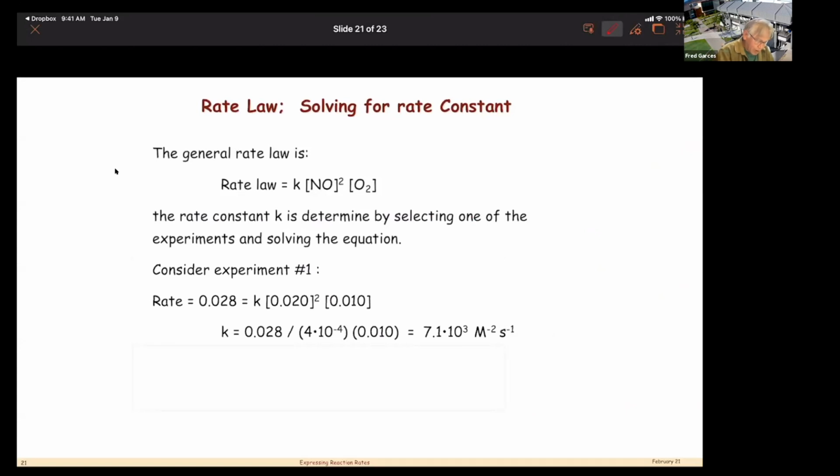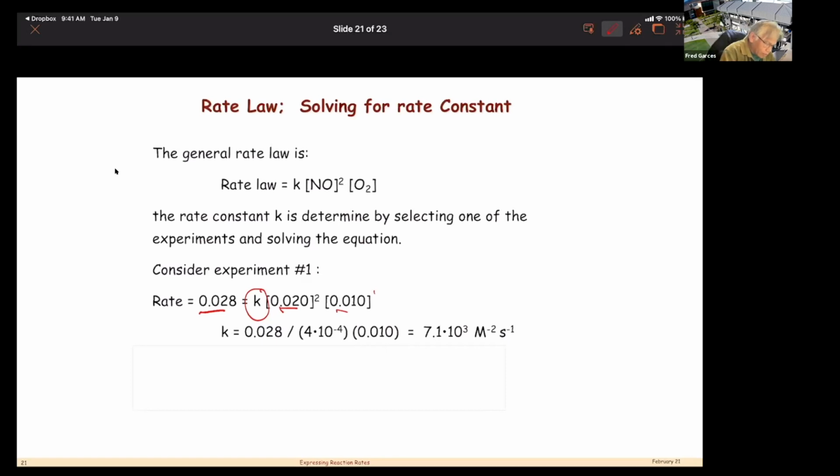Okay, so that's basically what we do. We pick an experiment. In this case, I pick experiment 1. I know what the rate is from the table. I know what these concentrations are from the table. I know what the X and the Y is. All I've got to do is solve for K. And when I do that, this is the value I get.